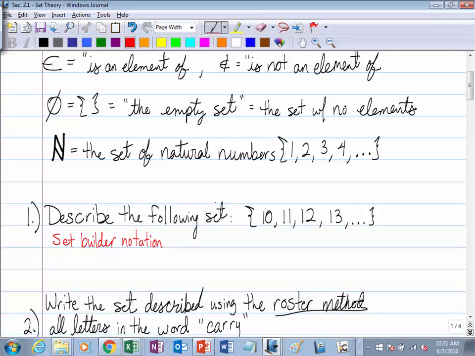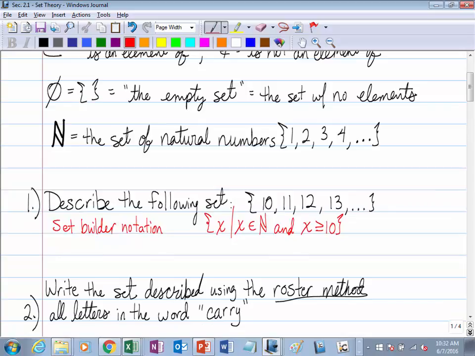So that could be x such that x is an element of the natural numbers and x is greater than or equal to 10. So this is saying basically all values of x such that x is a natural number and x is greater than or equal to 10. So that's one other way of writing this set using set builder notation. You could also have chosen to do x is strictly greater than 9. You could do it that way too. So this is the roster method, and then this is set builder notation. So the roster method just means you just list them, and that's it.